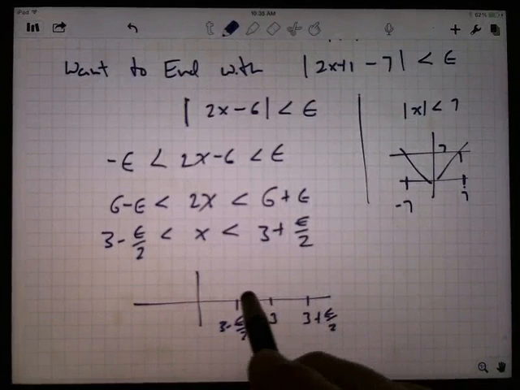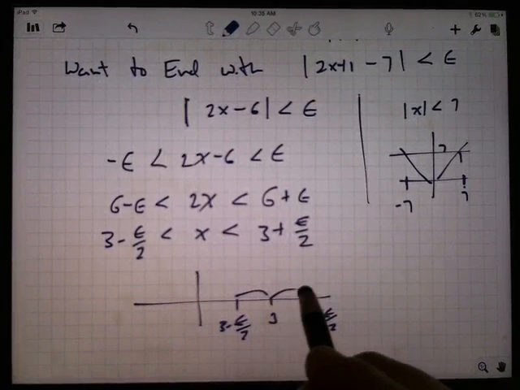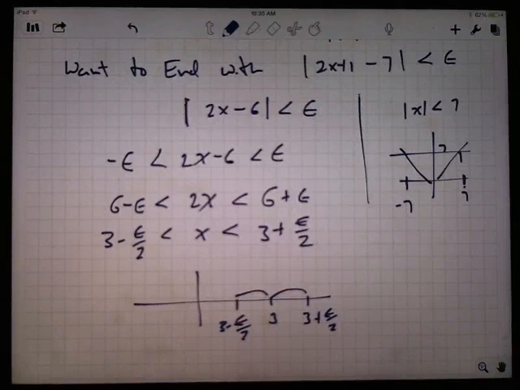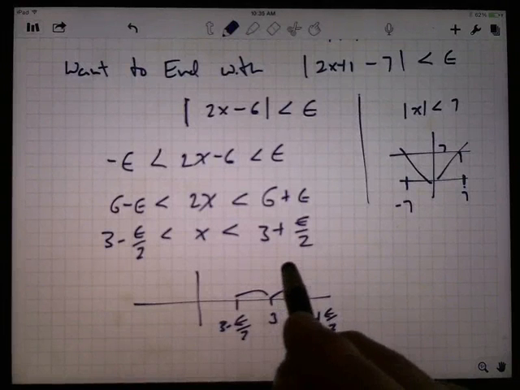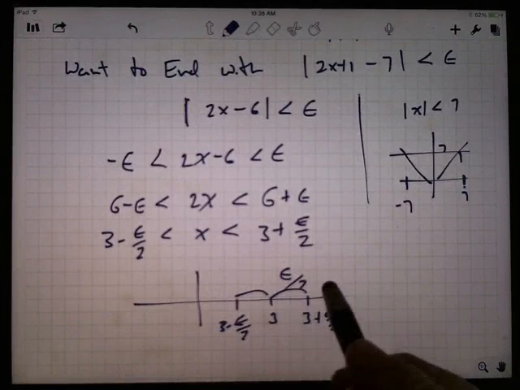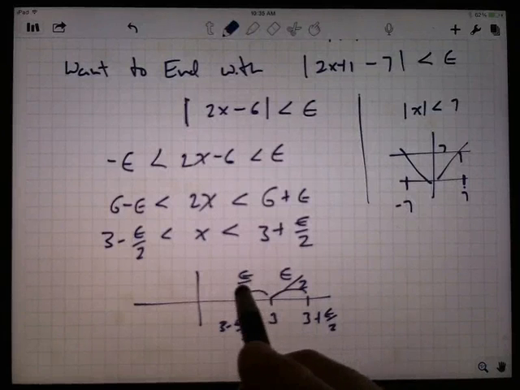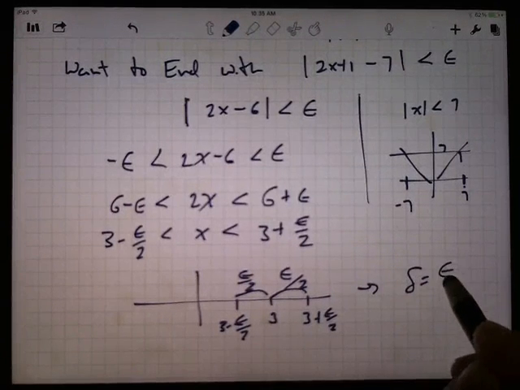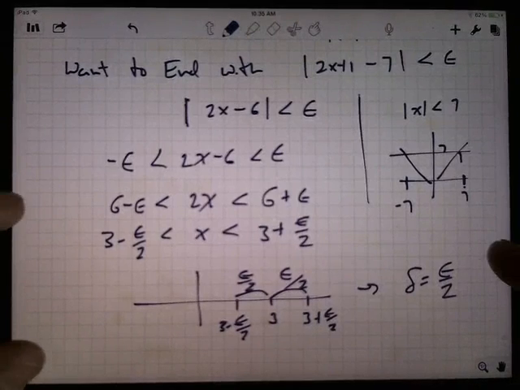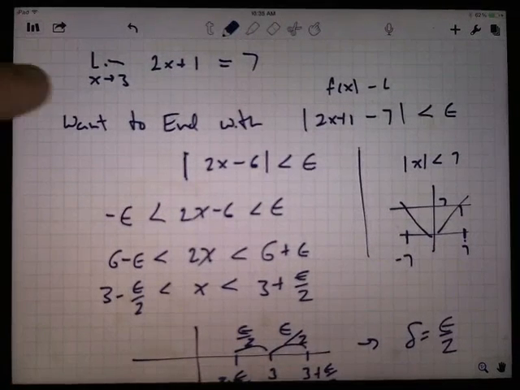Now to figure delta, I had to figure out the distance here and the distance there, and take the smaller one. It turns out these distances are the same. This epsilon over 2 is the distance. The distance that you go forward or backwards is epsilon divided by 2. And so that's what I want to let delta equal, epsilon divided by 2. Notice it's the epsilon divided by the slope, which is 2.